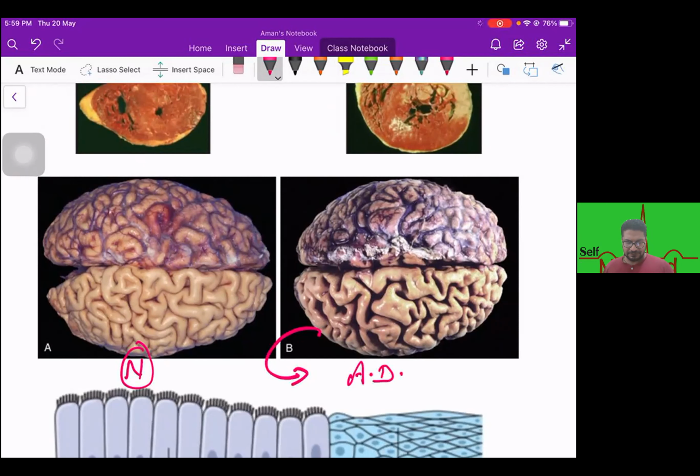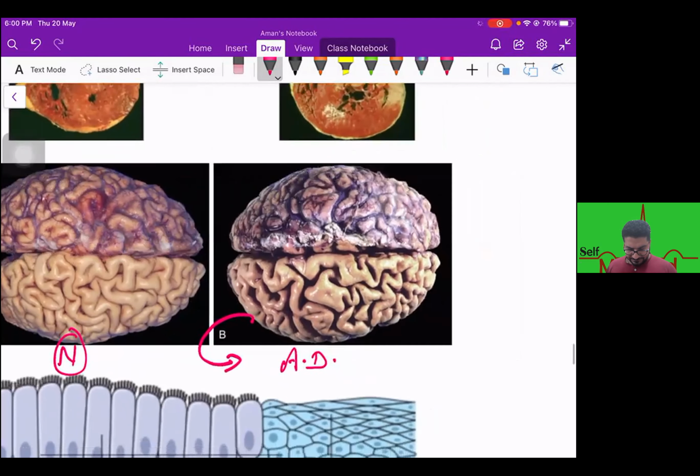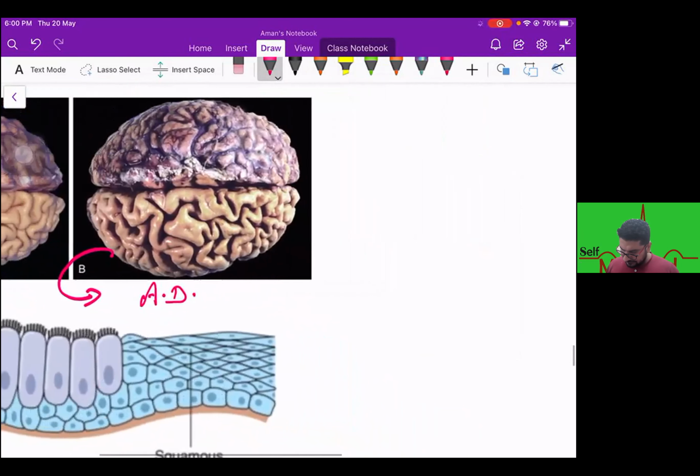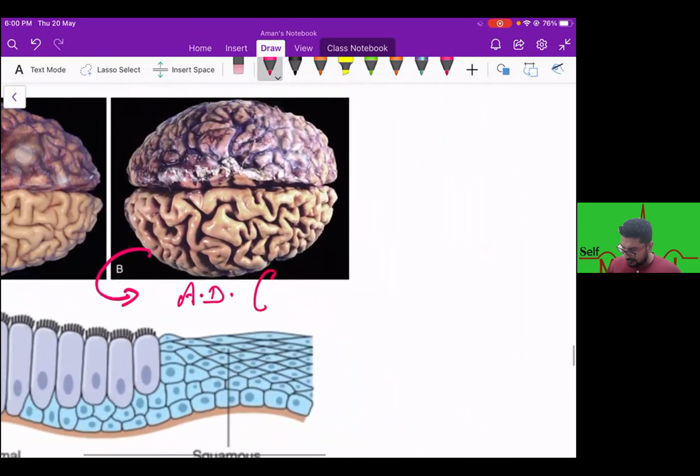So in that case, you will see certain changes in the brain. What changes can you see? You can see there is atrophy. You can see the atrophy here. So this is Alzheimer's disease or an elderly person, right? You will notice that with age, there will be atrophy of the brain. So there will be atrophy of cells, right? We call this age-related atrophy.